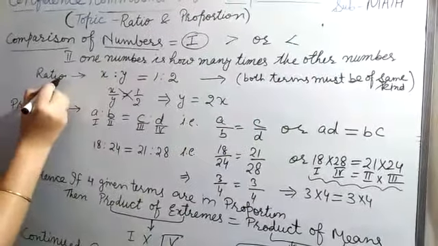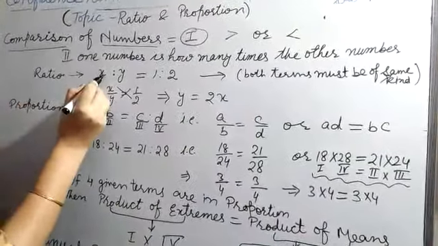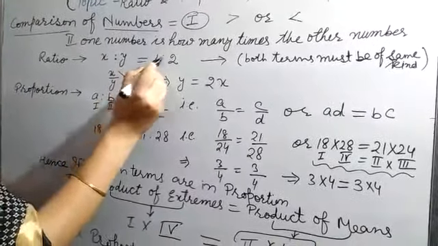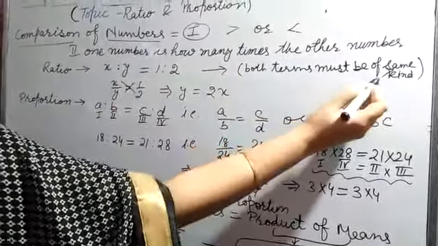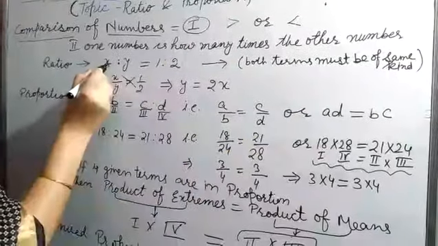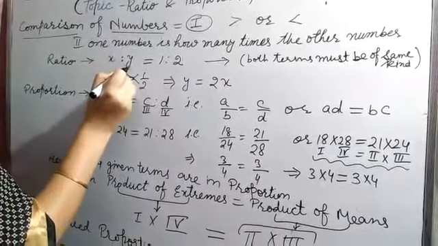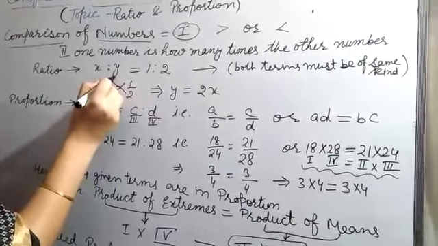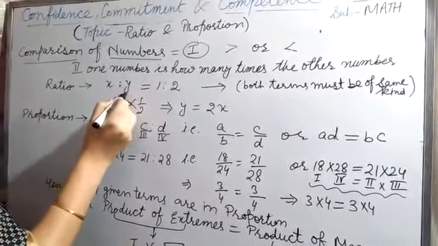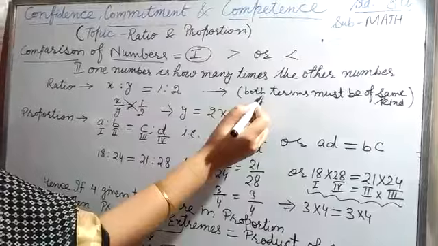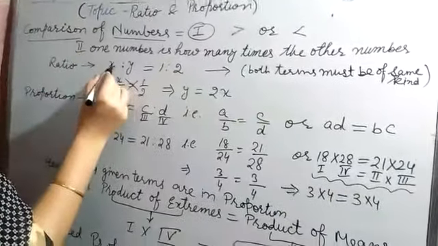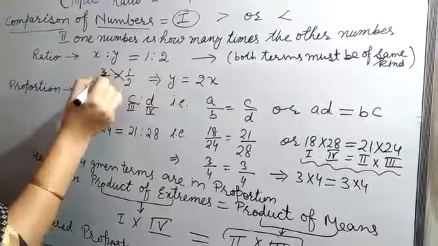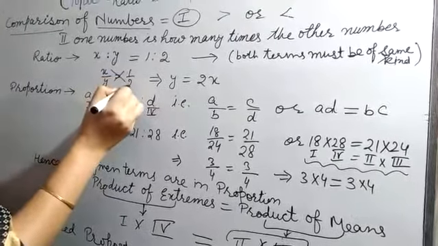It is called ratio. Like if I am telling x ratio y is equal to 1 ratio 2. Here both the terms must be of the same kind. Means if x is my height, y is your height. Here if I am taking height, y is also about height. Not like it is height and it is weight. Both the terms should be of the same kind. Now x ratio y is 1 ratio 2. It means x over y is equal to 1 by 2.